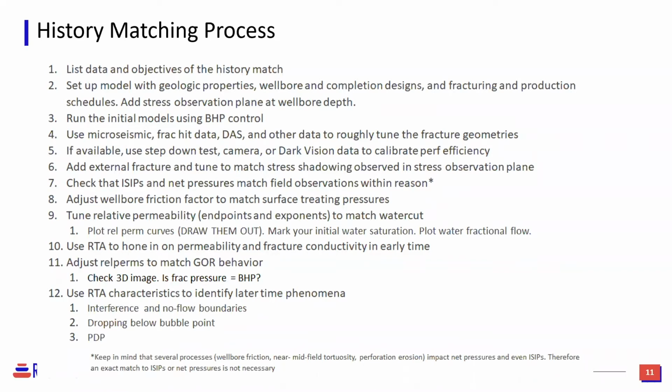Use RTA to hone in on permeability and fracture conductivity in early time. You have to use your rel perms to match GOR behavior along with the types of fluid that you have. So make sure your fluid is in there correctly. And then use the RTA characteristics to identify later time phenomena, such as interference, no flow boundary, dropping below bubble point. Call it inverse PDP when instead of an increase in your apparent permeability, you actually start seeing decreases in permeability due to stress changes in the matrix.